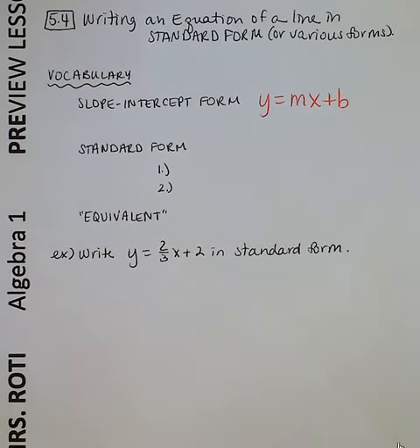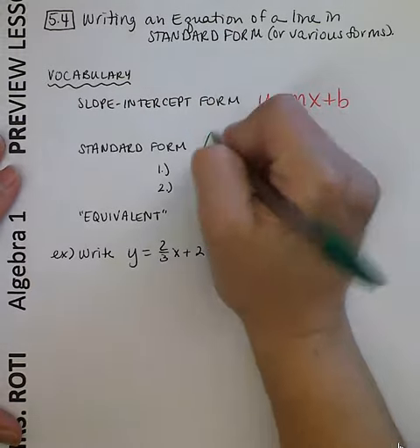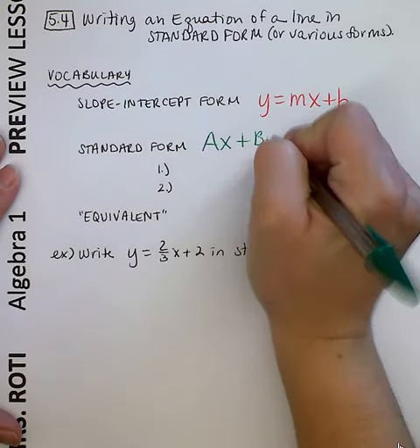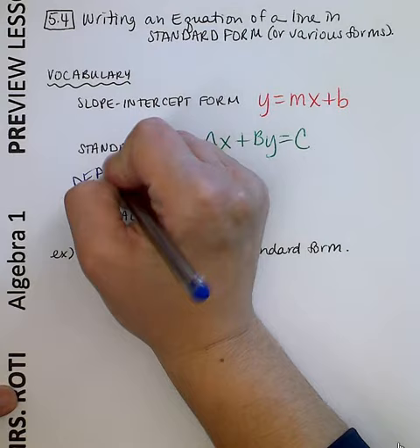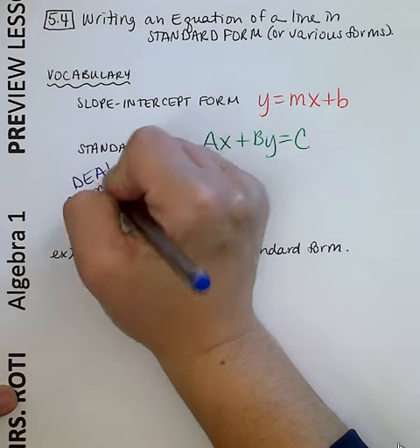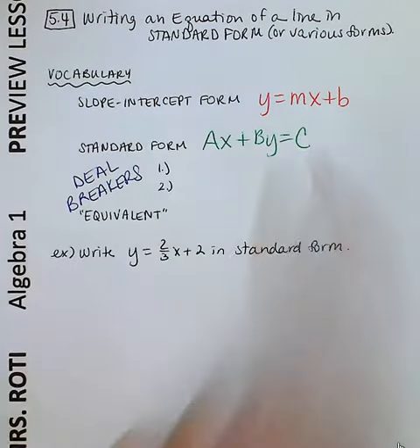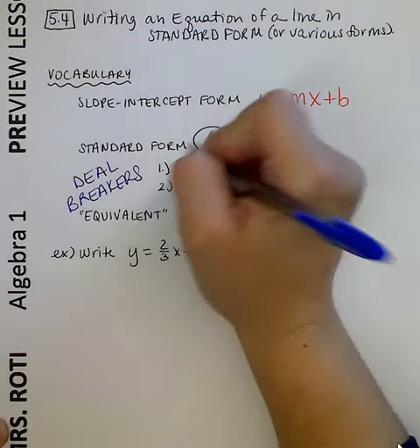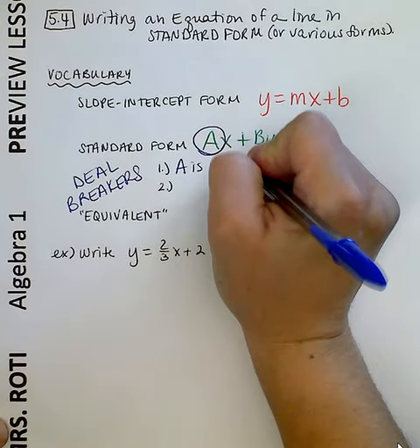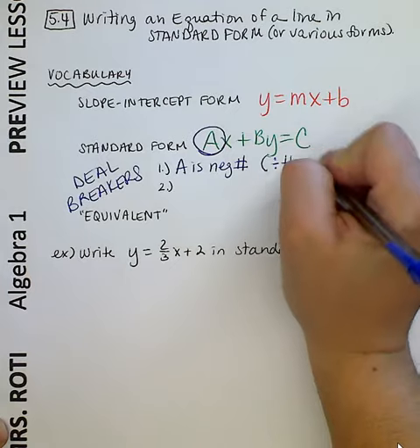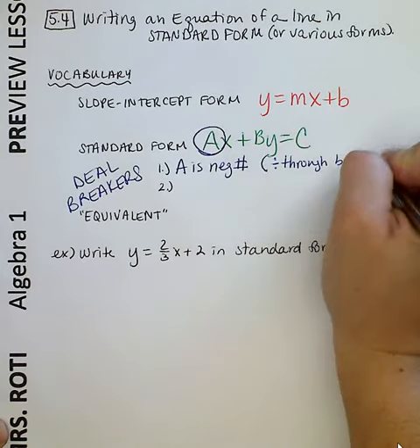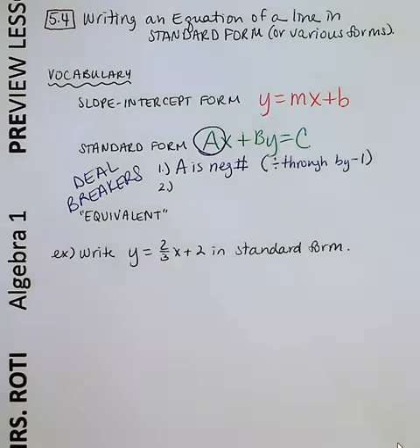However, in standard form, we're going to see the equation of the line as ax plus by equals c. And we're going to follow two conventions, two deal breakers. We would say that an equation is not in standard form if the a value is a negative number. And if it is a negative number, you could divide or multiply through by -1, and that will change the signs all the way through, so the leading coefficient will be just fine.